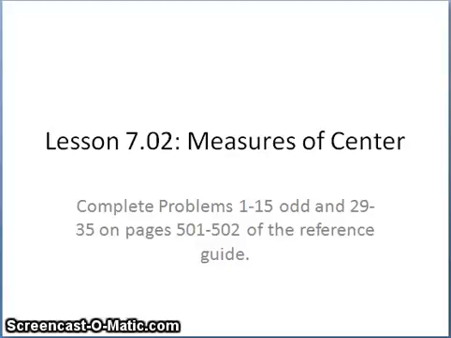Okay, so this is the little recording for lesson 7.02, measures of center. This is about mean, median, and mode. Here is the problem set. As always, please make sure that after this recording you complete that problem set before you try to take the quiz.